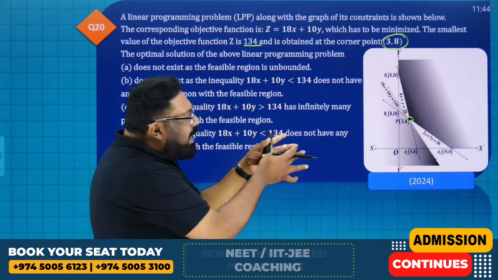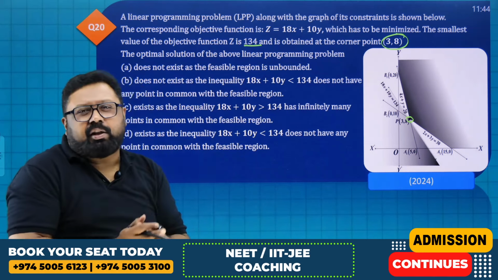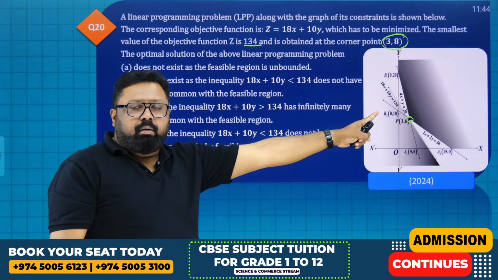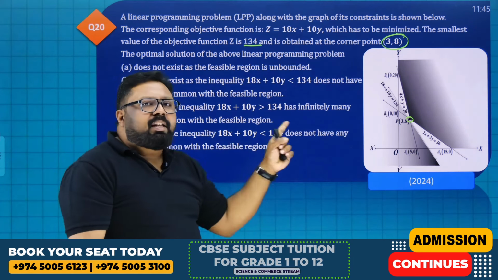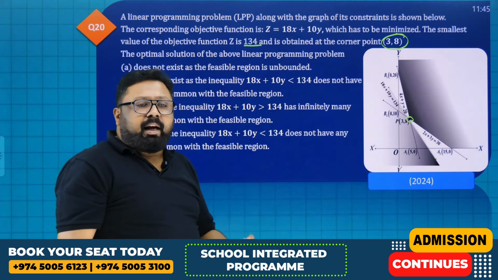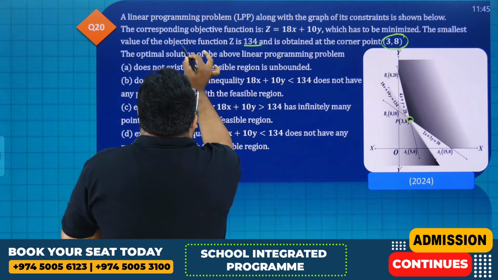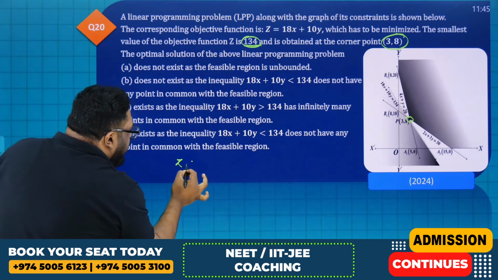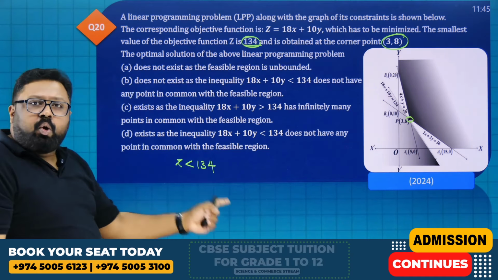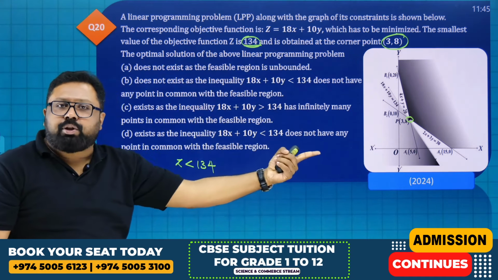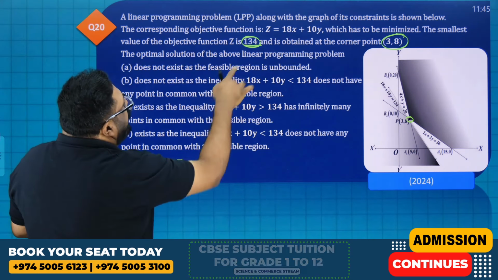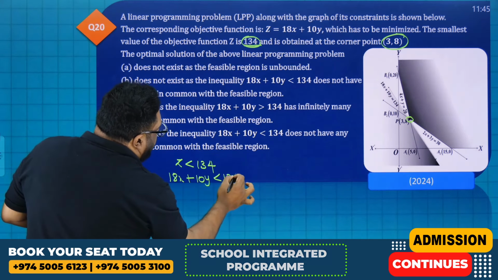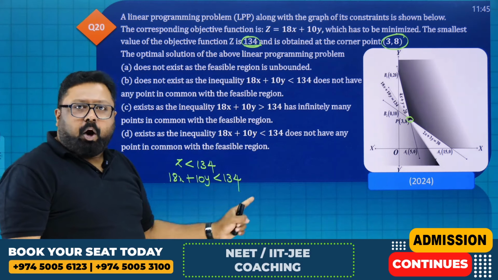See, my dears, once you get a minimization problem, carefully listen, a minimization problem which is unbounded always requires you to check one more additional question. They said the minimum value is 134. So we will draw the constraint Z less than 134. After the complete solution, draw a new constraint for Z less than 134, that is 18x plus 10y less than 134. In an LPP problem, we will do it.